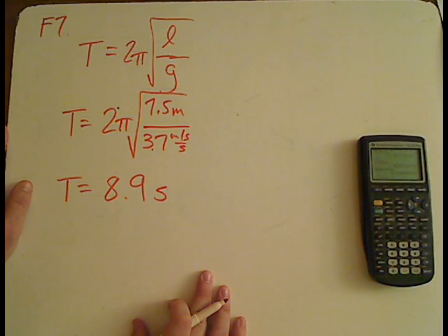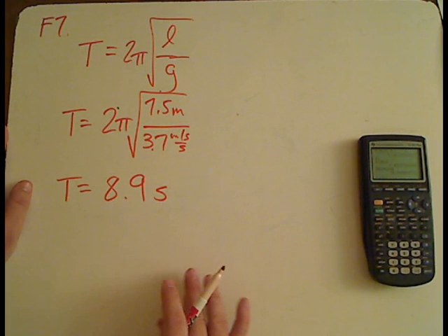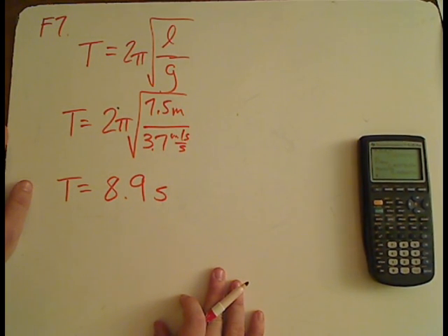Now, this is the big idea here: this period, 8.9 seconds, is much longer than it would be on the Earth because the gravity on Mars is less. So there's less of a restoring force pulling that pendulum back to its starting point, and so the period is going to be longer. It's going to take longer for that pendulum to make a swing on Mars, where there's lower gravity, than it would on Earth.